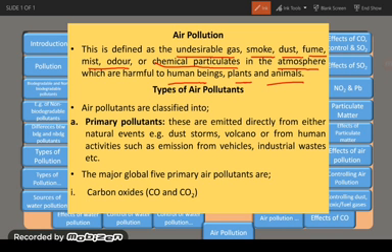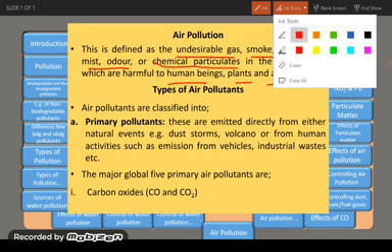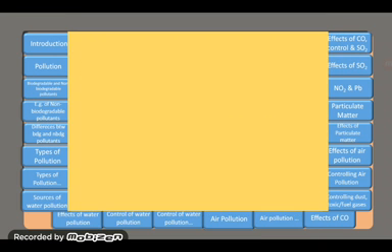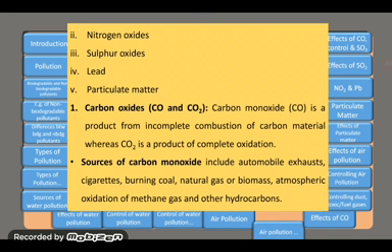The five major global primary air pollutants are: one, the carbon oxides, which can be in form of carbon monoxide or carbon four oxide (carbon dioxide). Then two, nitrogen oxides. Three, sulfur oxides. Then four, lead, and five, particulate matter. All these are the five major primary pollutants in the atmosphere. Now, we want to see them one by one.